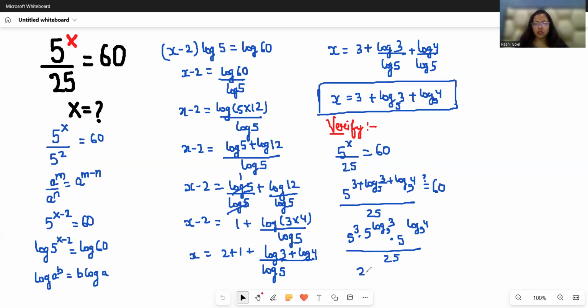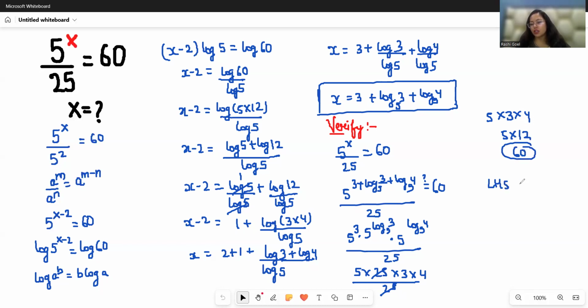So 5^3 is 125, or 5 times 25. 25 times this becomes 3 and this becomes 4, because 5^(log 3 with base 5) gives you only 3 and 5^(log 4 with base 5) gives 4. So we can cancel out 25 with 25. Now what is left? 5 times 3 times 4, that is 5 times 12, which equals 60.